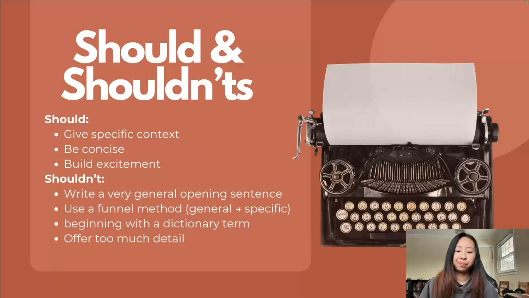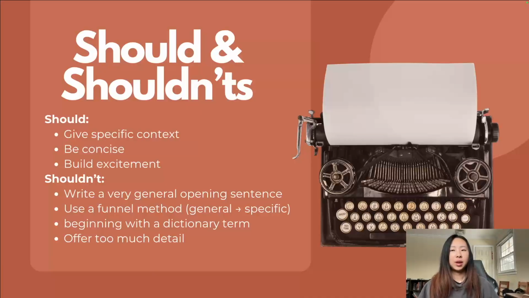And for the don'ts, you should avoid very general opening sentences. What I mean by that is something like, "Since the dawn of time, people have been telling stories." That's too broad, right? It doesn't show why your topic matters, it doesn't add anything to the reader's perspective, and it's frankly just taking up space. Second, don't use a funnel method, which goes from general to specific. Building on the first point, starting super broad and then narrowing down to your thesis usually wastes space and doesn't help your reader understand your argument. The third thing is to avoid beginning with a dictionary term.